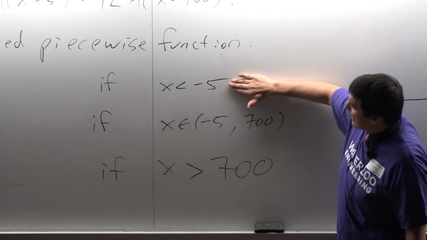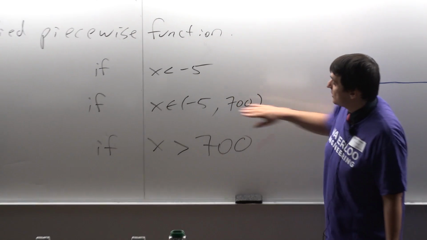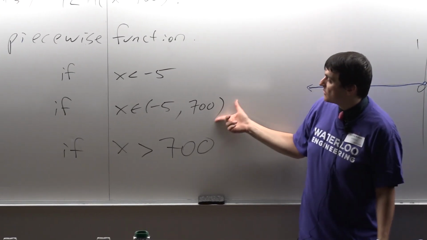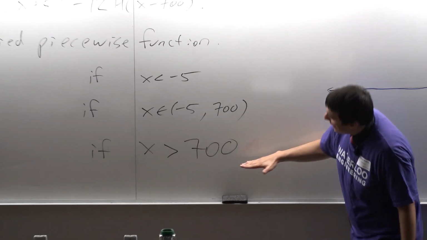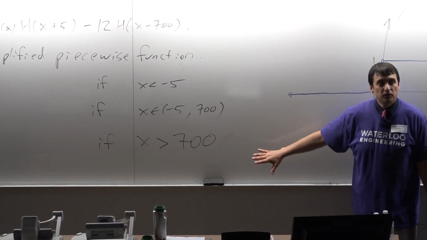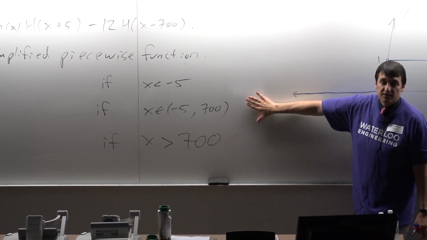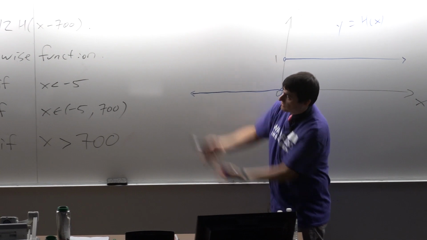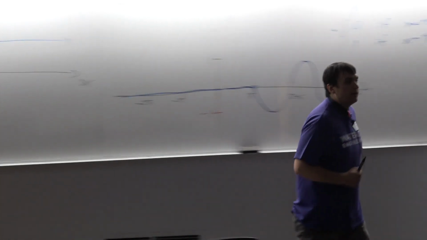It's really x less than negative 5, x between negative 5 and 700. The notation there, you could also write it as negative 5 less than x less than 700. There's a choice of notation. It means x is between negative 5 and 700. And here, it means x is greater than 700. And those are the only transition points. So this is one step of this problem, which I focused on separately from another step, which is to write the details of what this turns into to answer the question of the simplified piecewise function. Yeah?